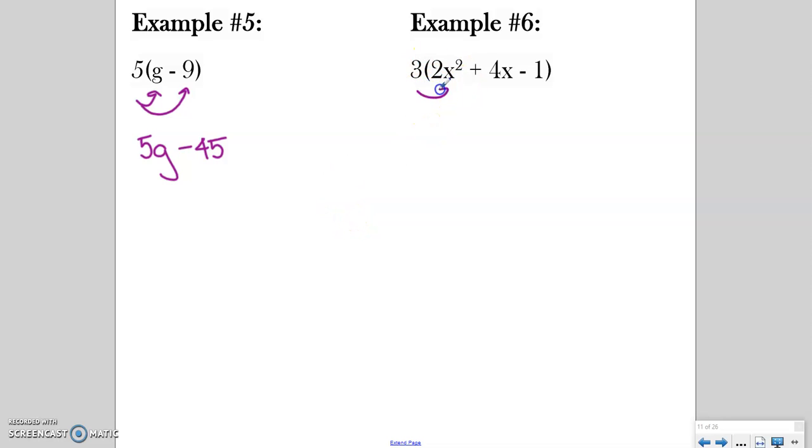Same thing with this. You got 3 terms inside the parentheses. And I'm going to circle this. Whatever sign is in front of the term, it belongs to that term. So first one, we got 6x squared. Then the next one, we got positive 12x. And 3 times negative 1 gives you negative 3. And that's it.